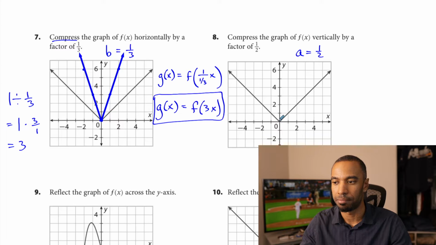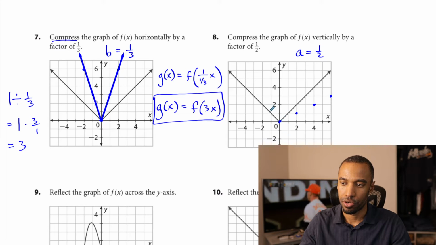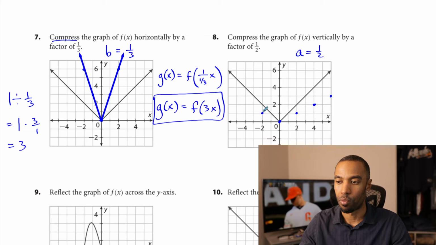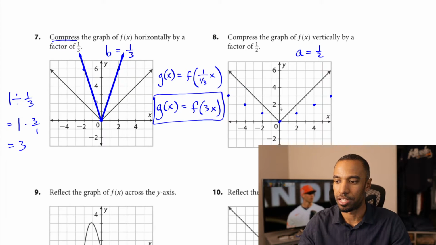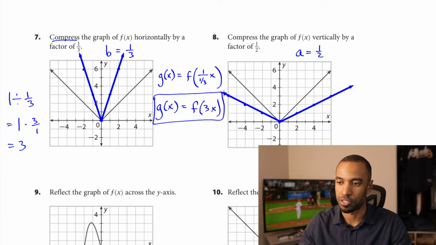I'll take half of my Y values here because it's a vertical one. So half of 1 is 1/2. I don't really want to plot that. Half of 2 is 1. Plot that. Half of 4 is 2. Half of 6 is 3. Half of 0 is 0, and we can go the other way on this. Half of negative 2 is still 1. Half of 4 is 2, and half of 6 is 3. So an absolute value function here that is now vertically compressed by a factor of 1/2 looks like that.